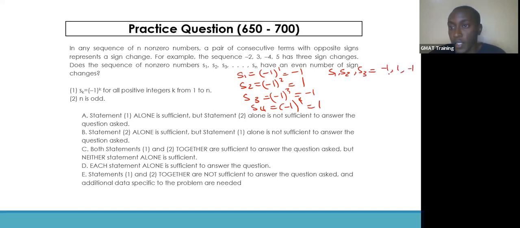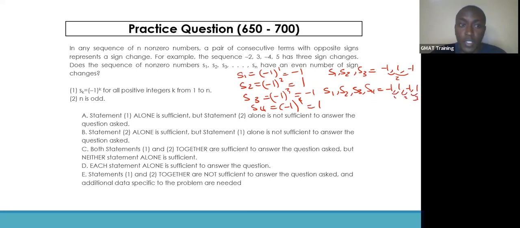How many sign changes are there? These are 1 and 2, 2 sign changes. All right, that's an even number. What if we took S1, S2, S3, S4? That should be -1, 1, -1, 1. So how many sign changes? These are 1, 2, 3 sign changes.